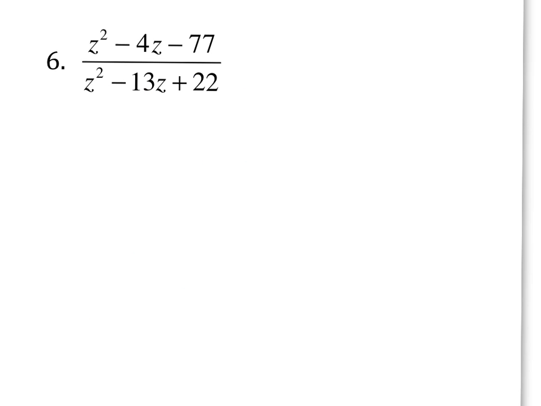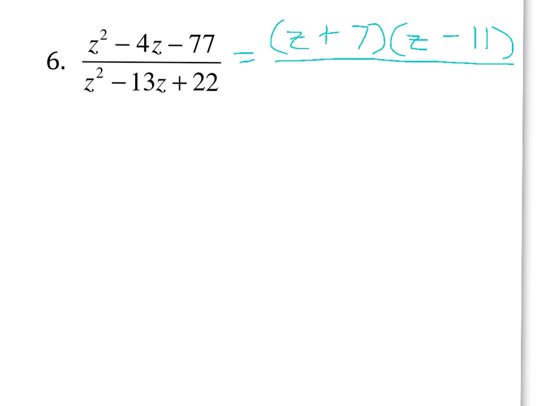For number 6, we want to factor in order to simplify. So for the numerator, we want to find two numbers that multiply to 77 and add to 4. So that would be 7 and 11. And we would want the 11 to be negative and the 7 to be positive, so they add to negative 4. And then in the denominator, we want to find two numbers that multiply to 22 and add to negative 13.